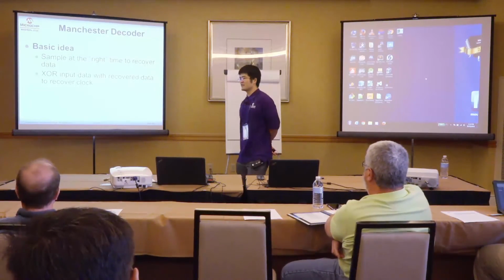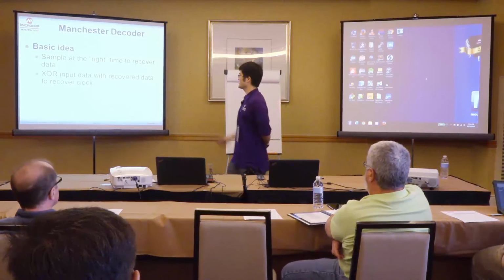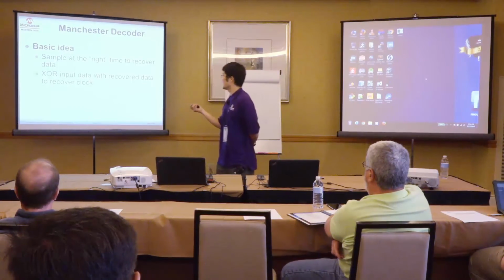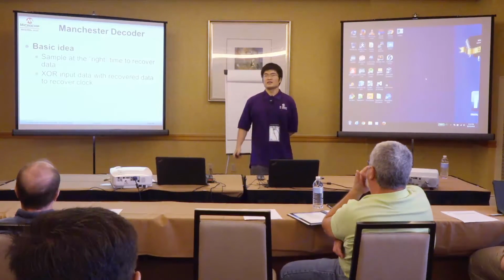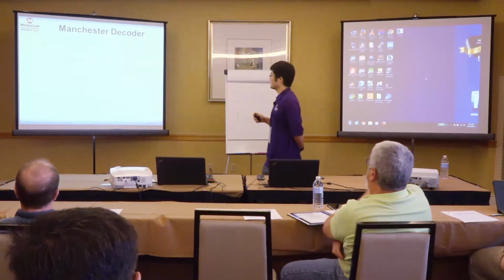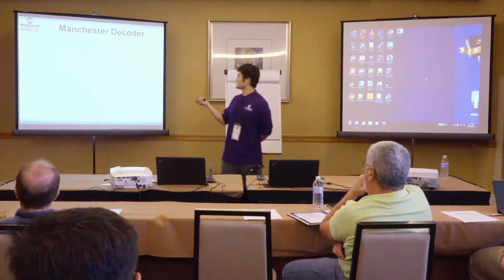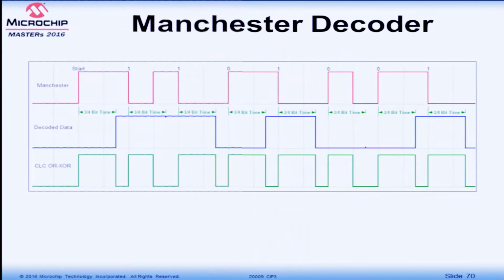And the example they're going to use, as always, is, okay, you just XOR your input data with your recovered data, then you get your clock out. So what do we mean by that? Suppose we have a decoded data, and we have input data. Since I'm having my transition for each bit, if I XOR them together, I will always recover a rising edge that is perfectly synced with my input data, right?